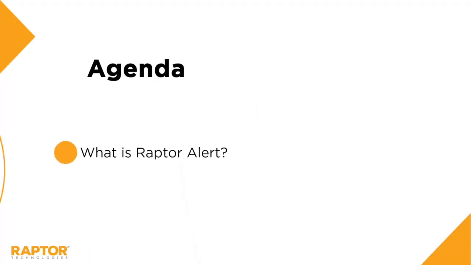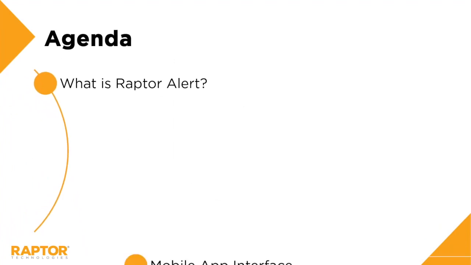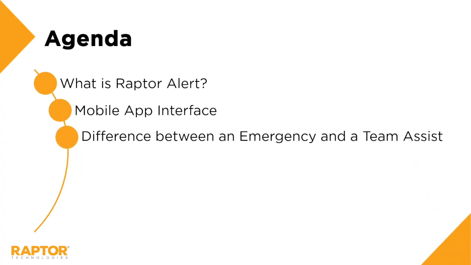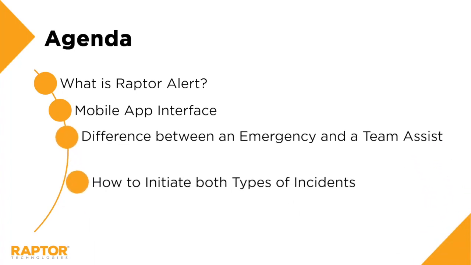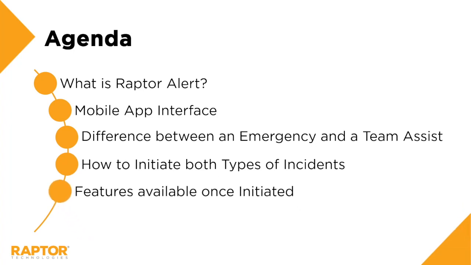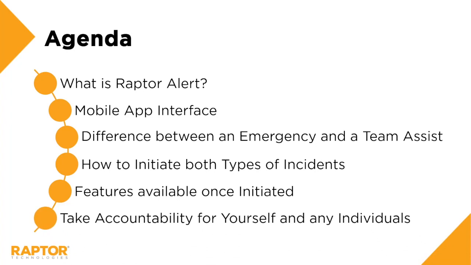Today, you'll learn what Raptor Alert is, the mobile app interface, the difference between an emergency and team assist, how to initiate both an emergency and a team assist, the features available to you once they've been initiated, as well as how to take accountability either through your mobile device or over the web during an emergency. After today's webinar, you should feel fully equipped and confident to use the Raptor Alert app as directed by your district.